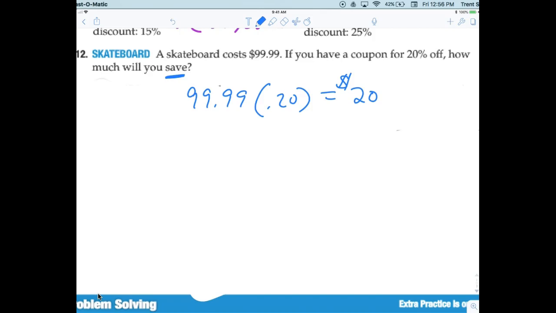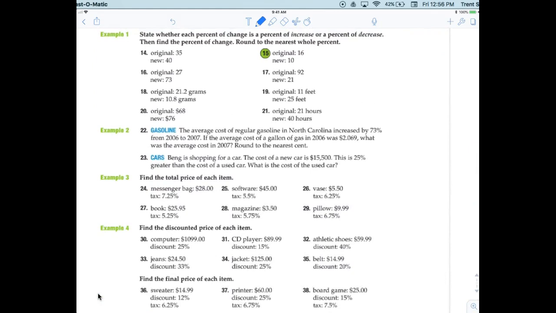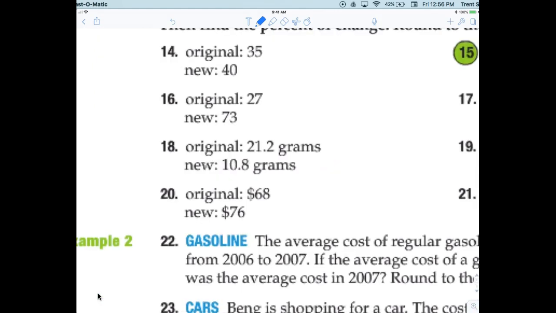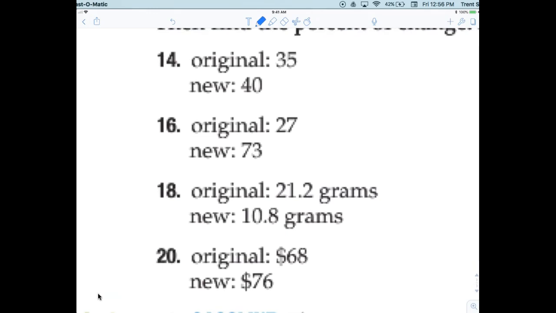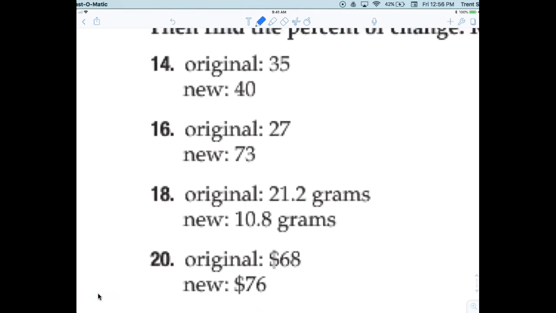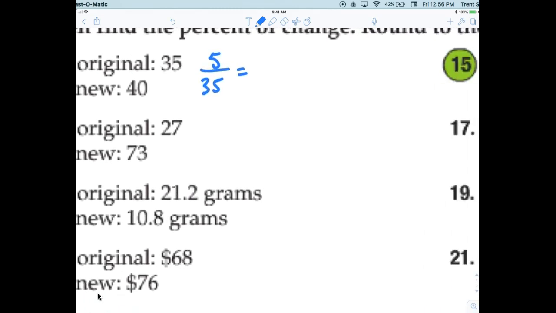All right, here we go, number 14. Now we're just going to go around the room here real quick. Caroline, you want to help me out with 14? How do I do this one? Tell me what that answer is. Round to the nearest tenth.